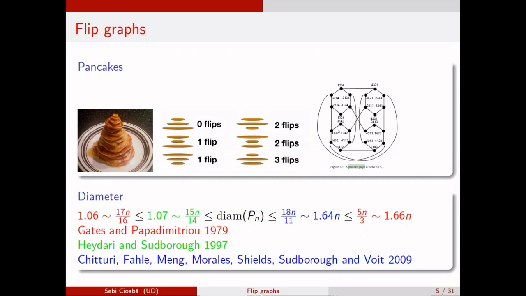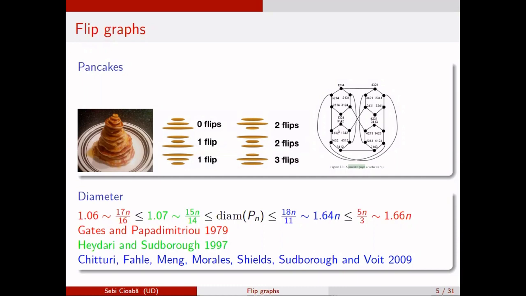And this is the paper that Bill Gates wrote while he was an undergraduate at Harvard with Papadimitriou. And in red, in the inequalities there, I put the bounds that they obtained. They obtained an upper bound of (5n+5)/3 and a lower bound of 17n/16. And those were later improved slightly.